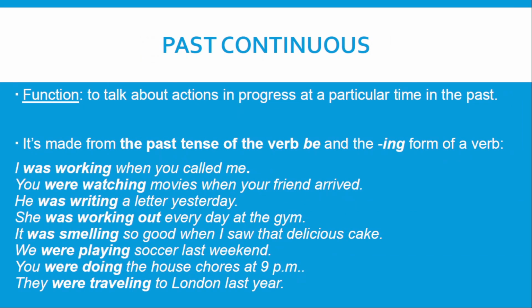So, what's the difference from the past continuous? The function is to talk about actions in progress at a particular time in the past. So, what's the difference from the present continuous? We only say the form of the verb be in the past. Was or were. That's the only difference between them, right? It's made from the past tense of the verb be and the ing form of a verb. Here we have some examples, as you can see.